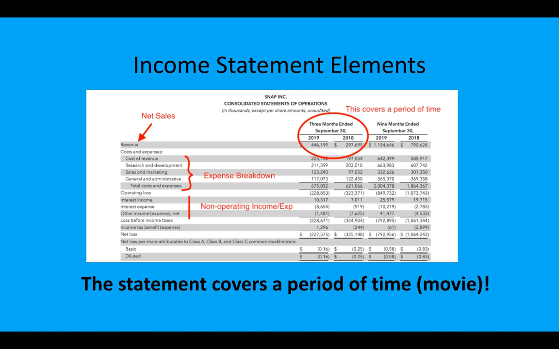Now, interestingly, if you take a look at their income tax bill, that's a benefit. In other words, they got an income tax credit. They not only didn't pay, they got an income tax credit. Okay, the last thing to note here is, again, this covers a period of time. So if the balance sheet is like a snapshot, this is like a movie over whatever the period of time is. So this shows you what they did over a period of time. The balance sheet just takes a look at it.